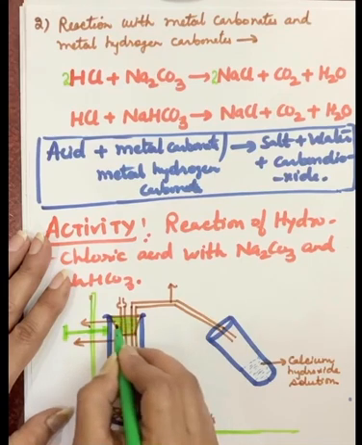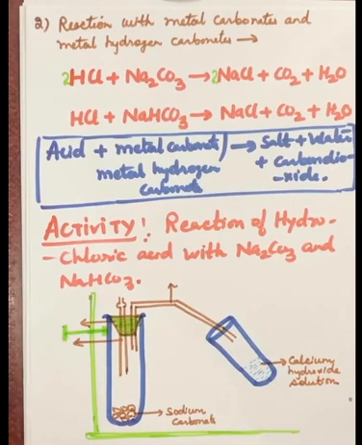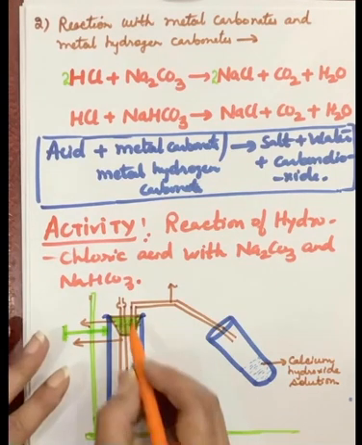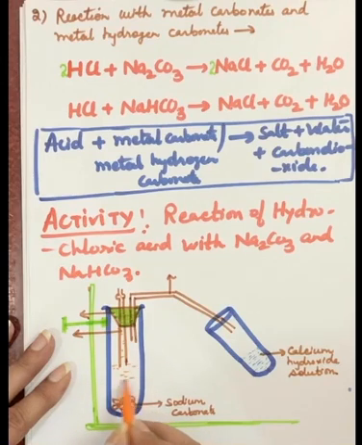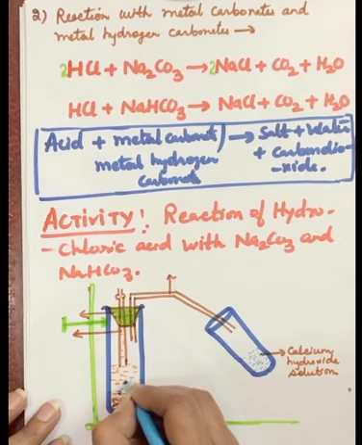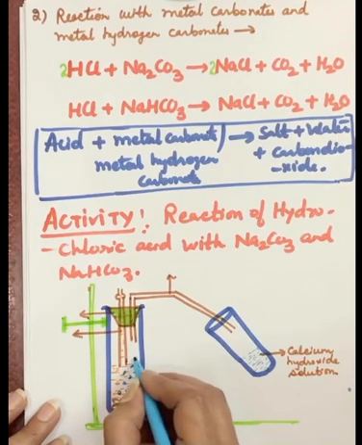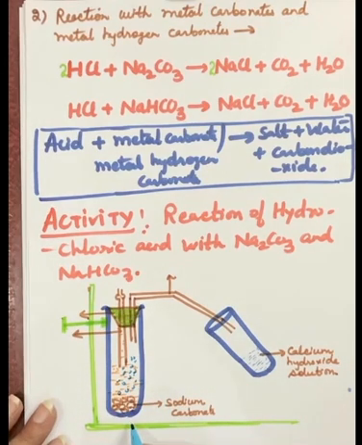Cork. Now after setting this apparatus, what we will do is slowly add hydrochloric acid to this through the thistle funnel. When hydrochloric acid is added, we will observe some bubble formation here. Bubble formation means some gas is evolving here because of the reaction of the sodium carbonate with the hydrochloric acid.